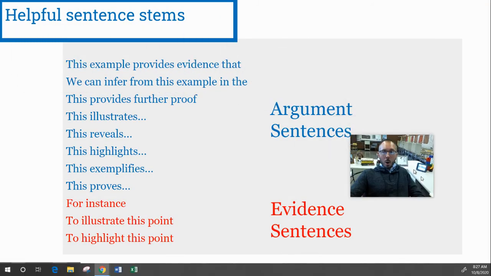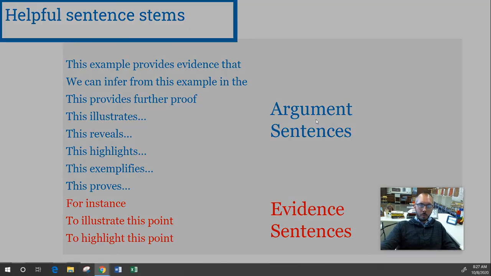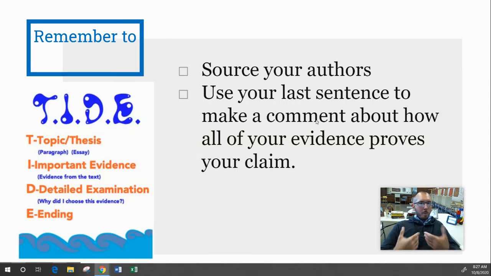Now, to help you out, we always like to have sentence stems. There they are. I'll get used to this eventually. So there are the sentence stems. In blue are the ones that you can use for your argument sentences, and in red are a few that you can use for your evidence sentences. So try those out. Remember to do some of the basics, my friends. Source your authors. That is a must for you to always do in AP Seminar. And it's no different than when you were young.